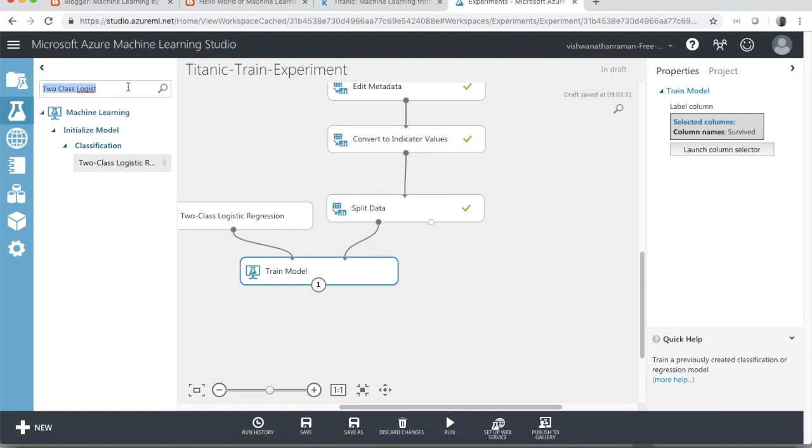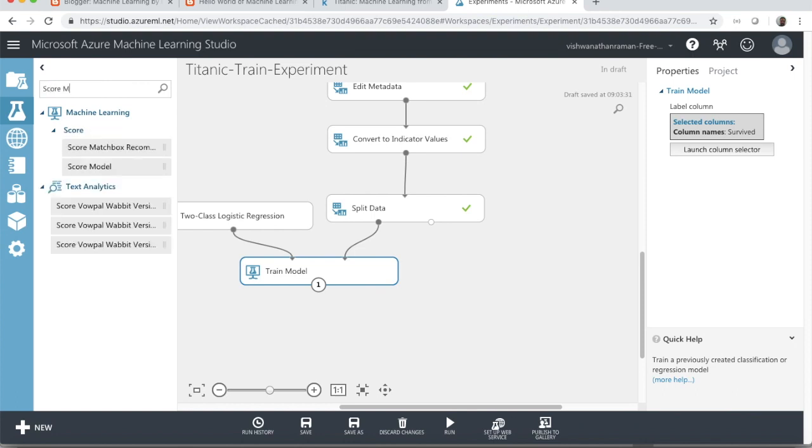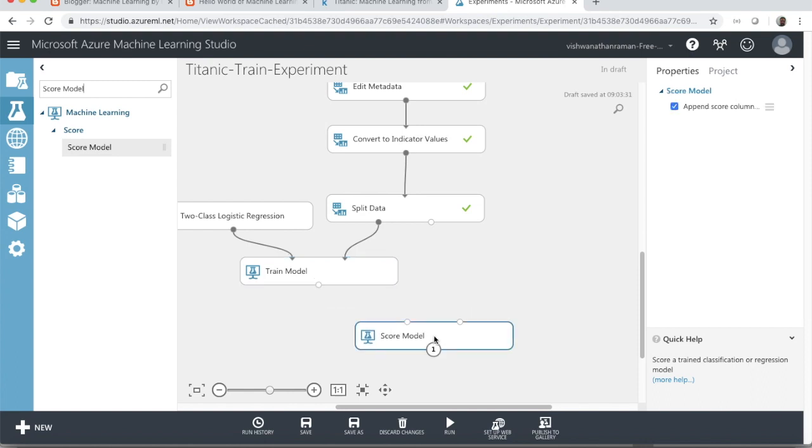Now, the next step that I'm going to do is drag and drop something called a score model component. Now, the score model component accepts two inputs again. It accepts the first input as that model which has been trained, and that's what I'm going to do here. And then it is going to accept the input which is the 20% of the data.